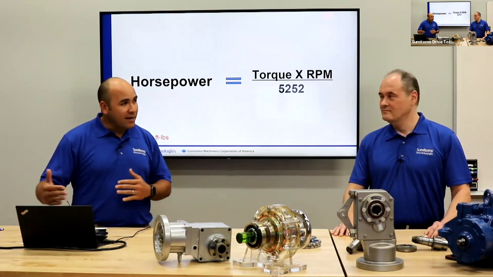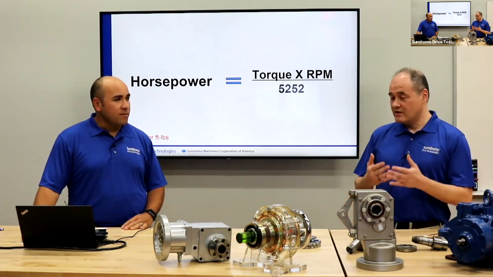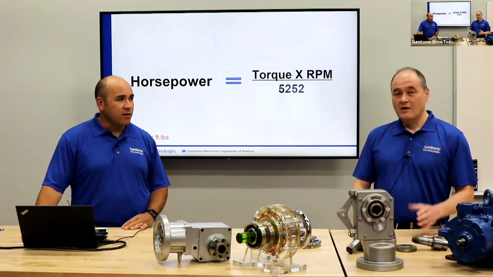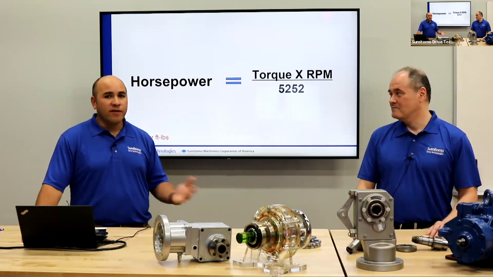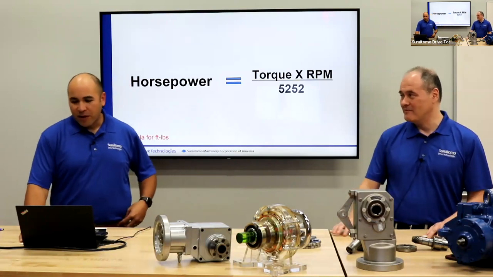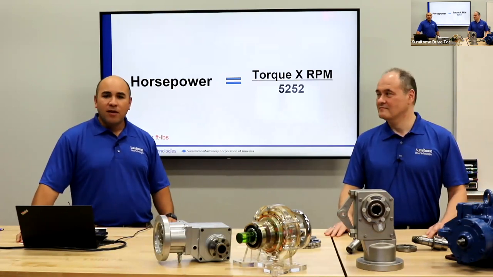So if we wanted that in inch pounds, then instead of using 5252, you use 63,025. And why 63,025? Because there's 12 inches to a foot and you've got to keep your units consistent. Okay, so 5252 times 12 is 63,025. Perfect. Exactly right. But that question of why 5252 comes up all the time.